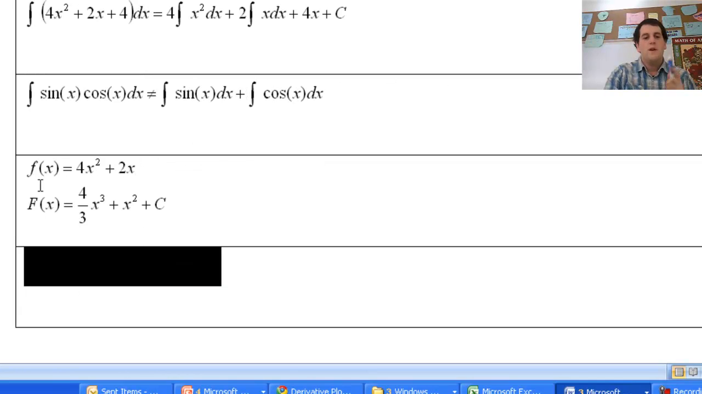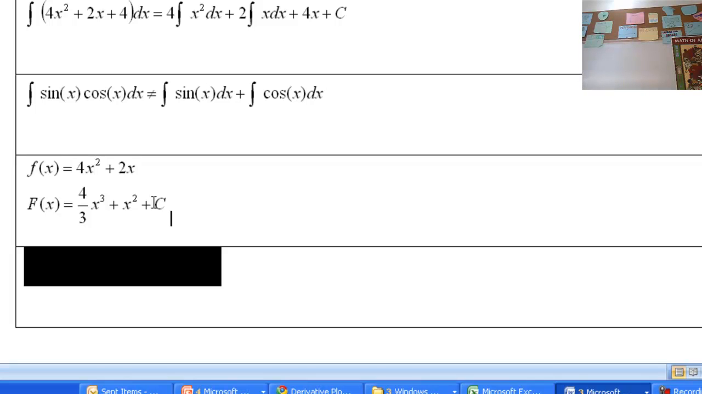Okay, tricky one. We have little f of x is 4x squared plus 2x, and big F of x is 4/3 x cubed plus x squared plus c. Is that true? Raise your hand if you think it's legit. Raise your hand if you think it's not legit. So why do you think it's not legit? Because the c is there? Interesting, right?